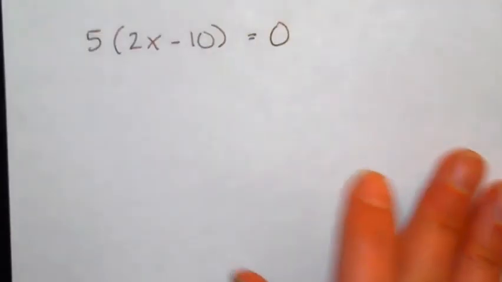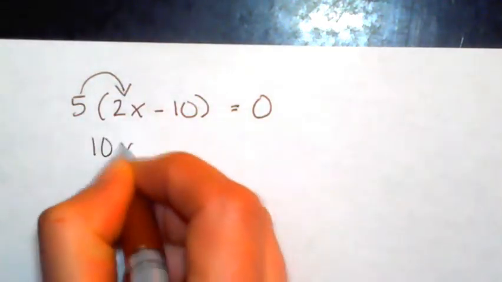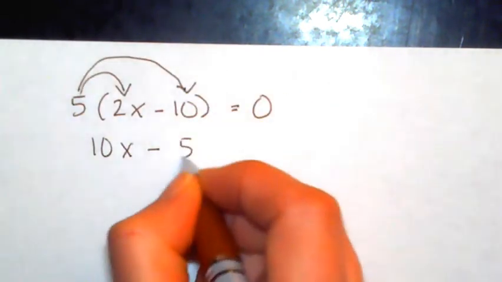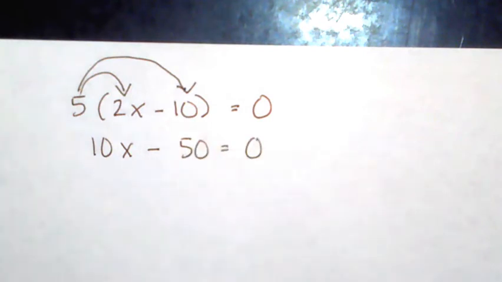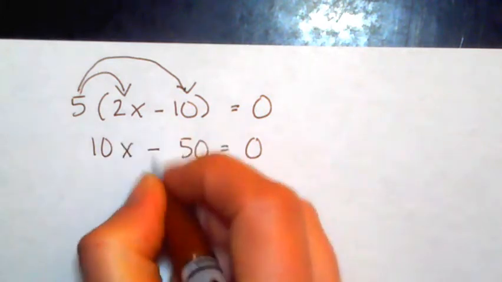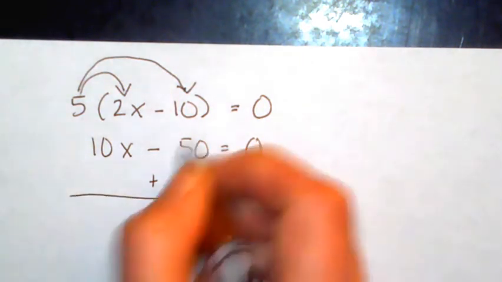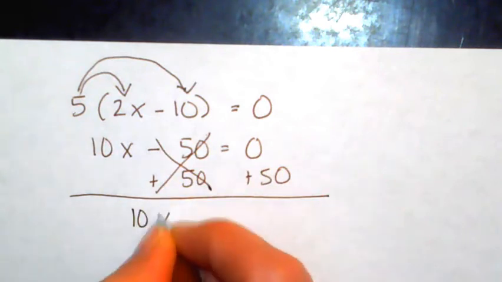One more, guys. One more. All right, let's start with the distributive property. I'm going to go 5 times 2x, that's 10x. Drop down my minus. 5 times 10 is 50, and it's equal to 0. So first I did the distributive property. Now I have to SAD MEP and undo any subtraction or addition. There's some subtraction. I have to undo it with the opposite, with addition to both sides to keep the balance. That makes that go away. We have 10x equals 50.